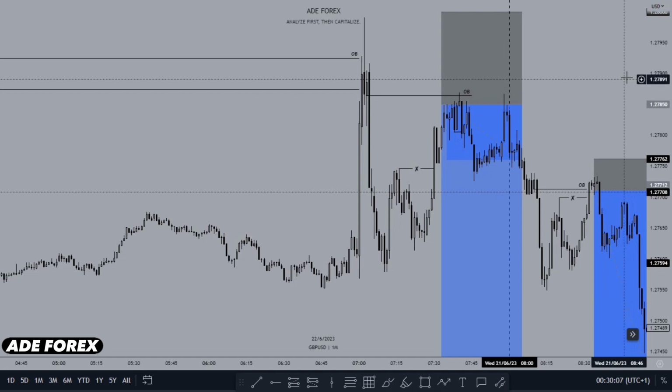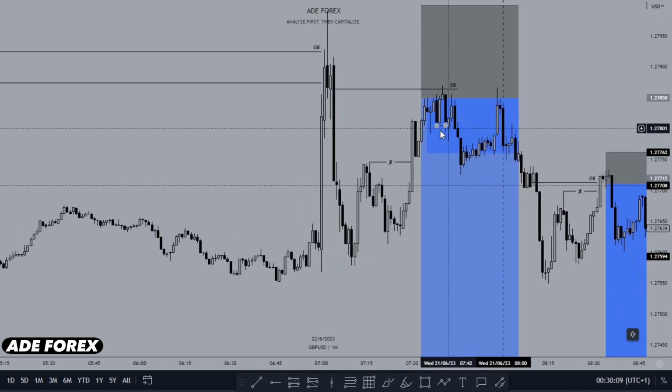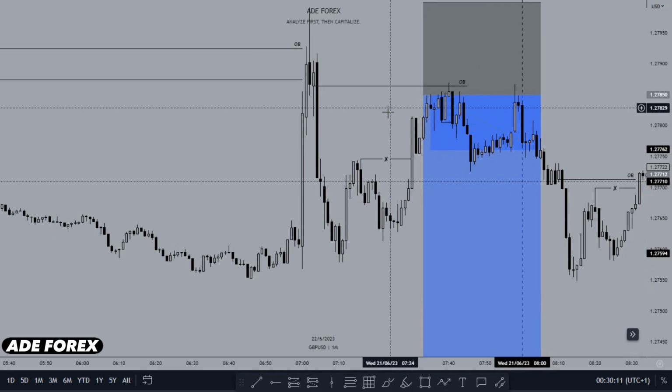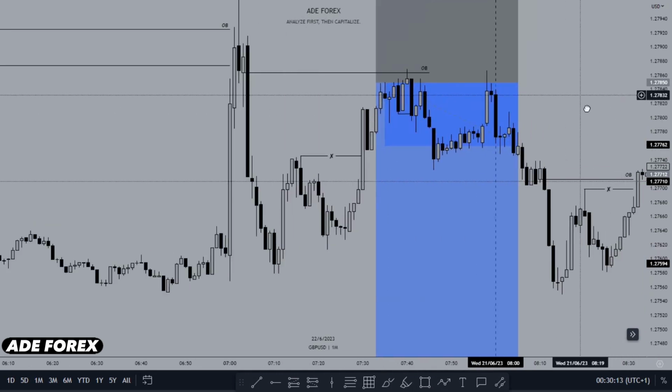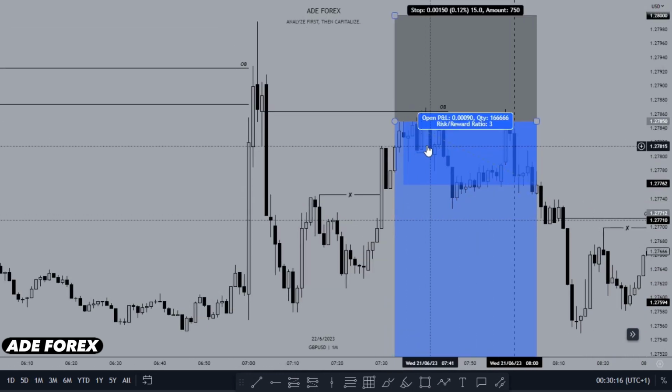And then the market actually gave another entry, right? Multiple entries. It actually gave another entry right here, but I intentionally did not re-enter, because I was in on this already, so I was like, no need to risk unnecessarily, so I just left it.